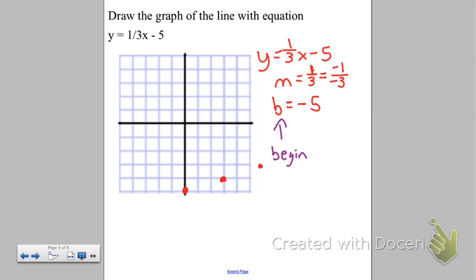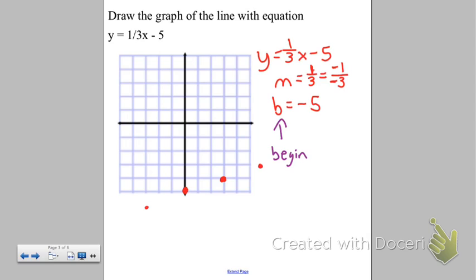The reason why I did these two negatives is you could go the opposite way. I can run down 1 and to the left 3. 1, 2, 3, and my point would be over here.